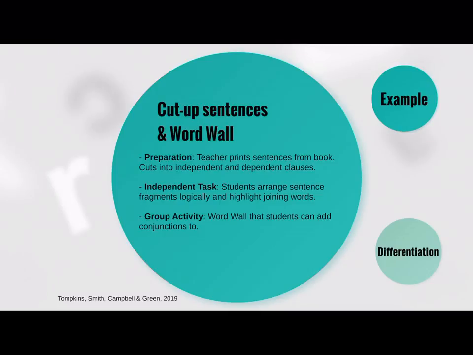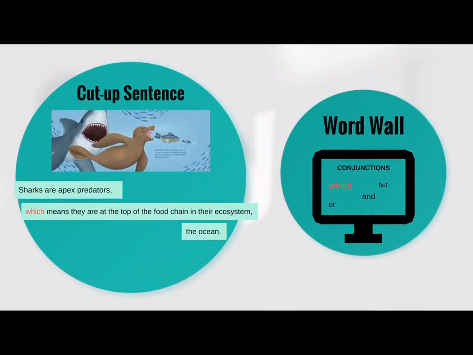An example from the book would look like this. The sentence is cut up into "sharks are apex predators, which means they are at the top of the food chain in the ecosystem, the ocean." Students would arrange the sentence so that it makes sense and highlight the word "which." In a whole group activity, the students could add the conjunction they found to the word wall. An example of this is shown on the right.